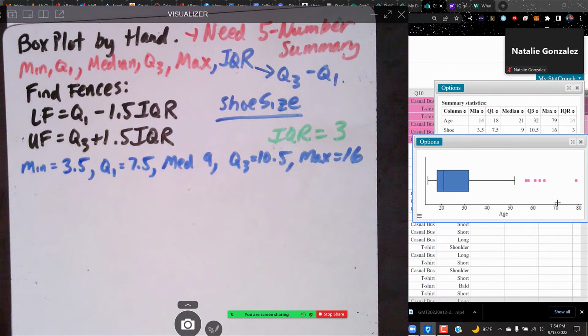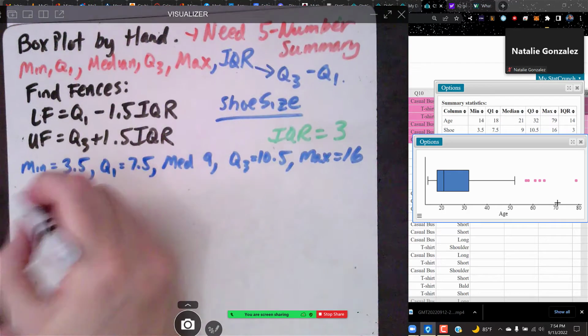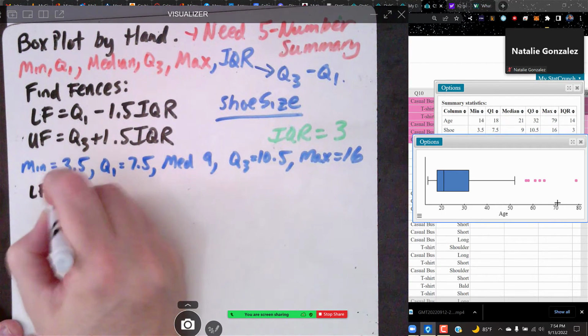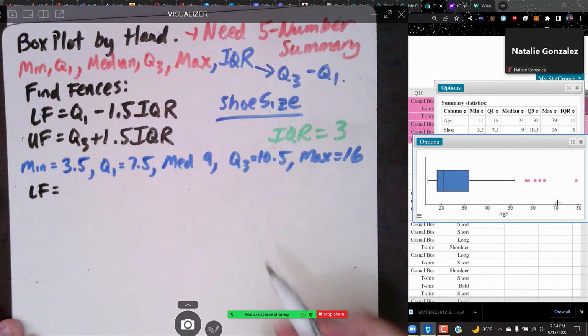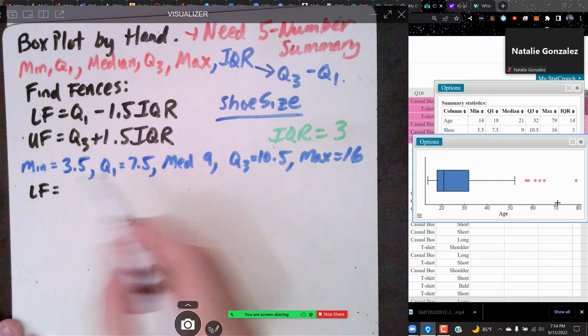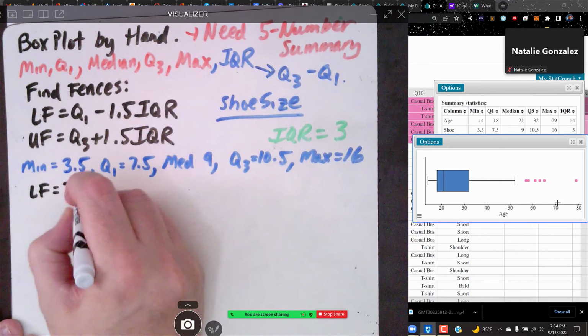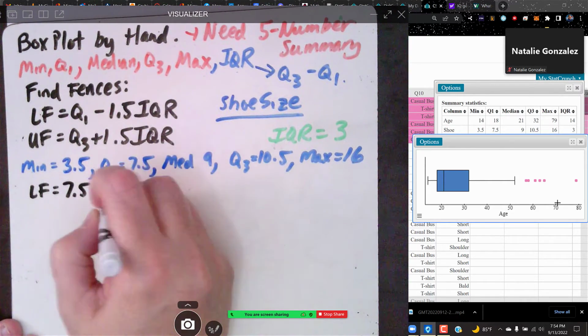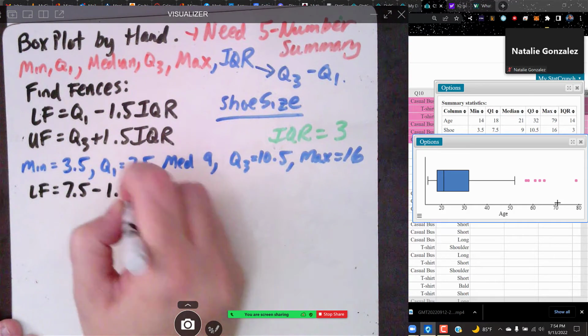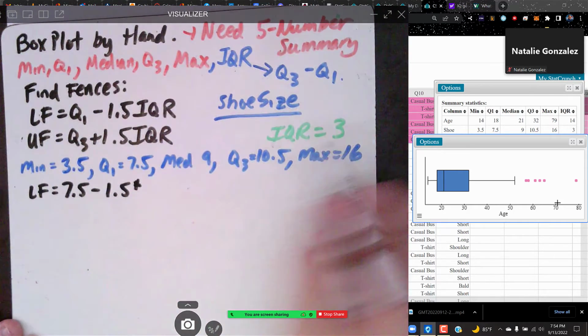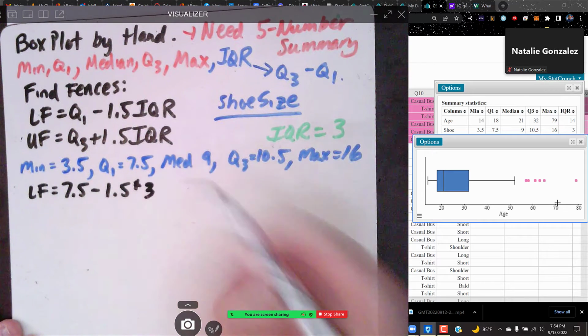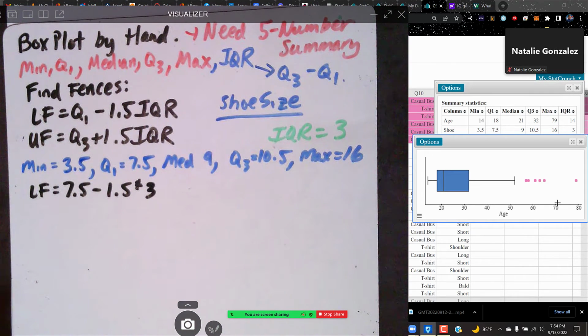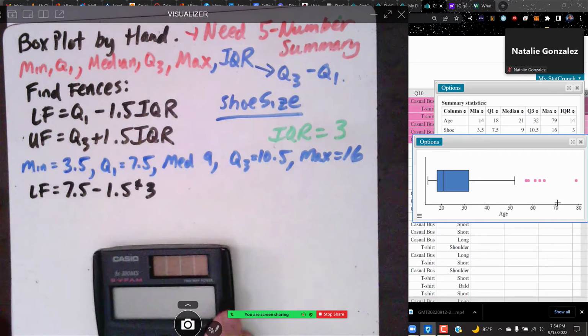We're going to find our lower fence here, and then we'll graph. The lower fence is Q1, which is 7.5, minus 1.5 times the IQR, which is 3. So you can do this all in the calculator at once.